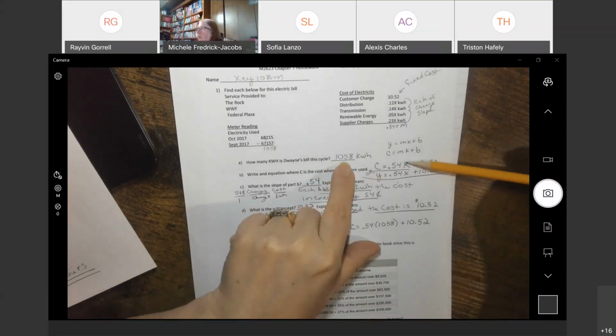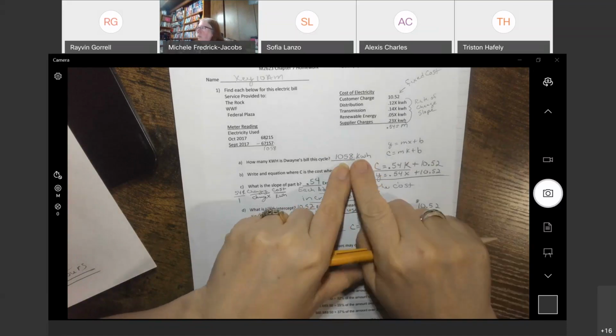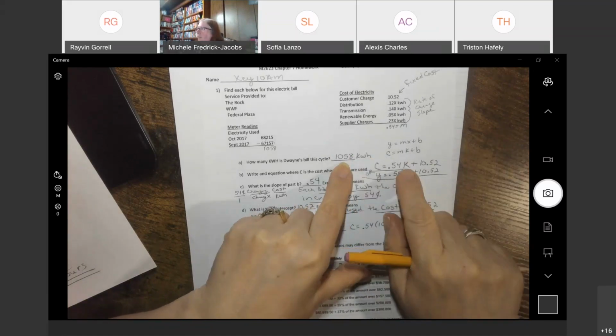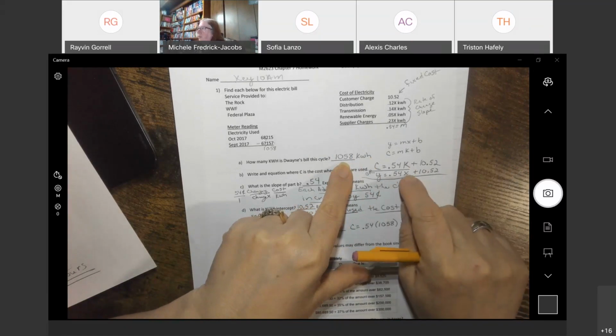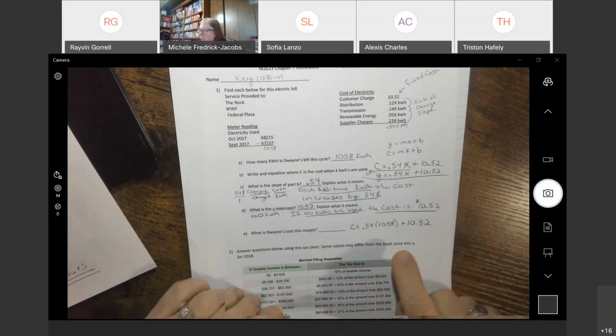So what we did was we used our equation for the cost and we plugged in the kilowatt hours that he used. So you're just taking the 1058 and plugging it in for the K. Or if you use this equation, you're plugging it in for X because X is kilowatt hours. And then we just calculate this.